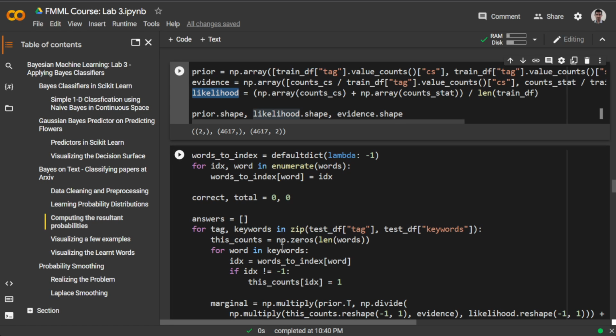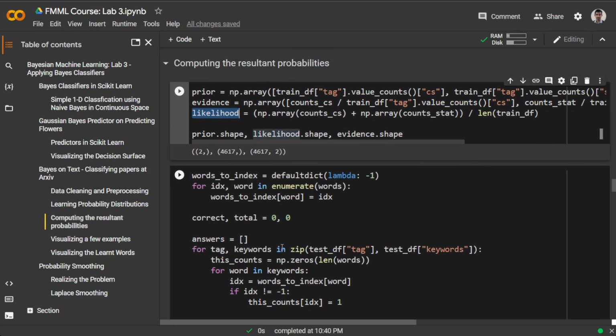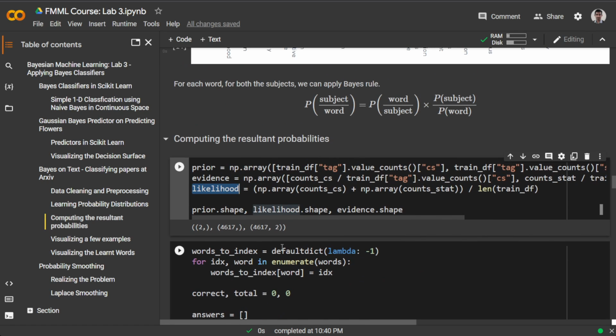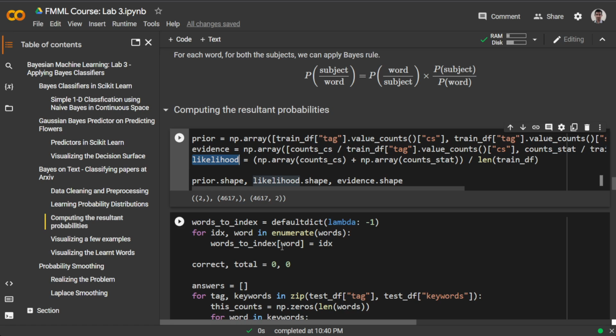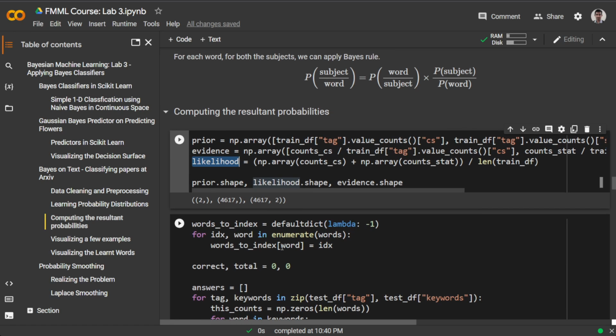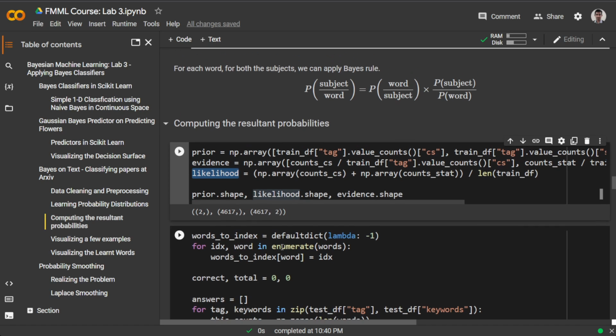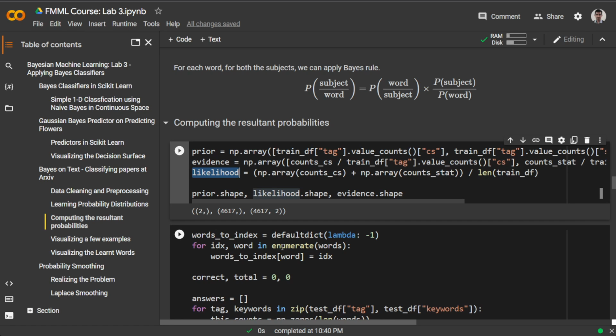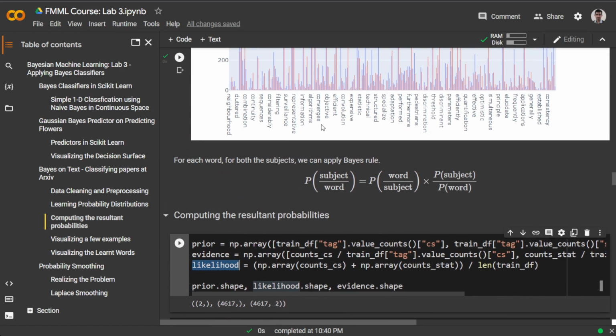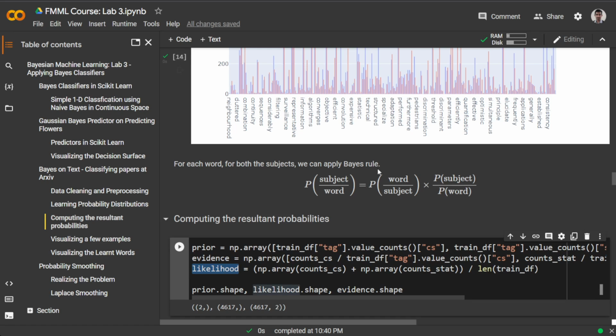The next thing that we are going to do is compute the posterior, which is the probability of the subject given the word for every single word which occurs in the paper, and then we are going to take the product of these probabilities. So if we know P of computer science given some word, let's say information, and we know P of computer science given some word, let's say technical, then the net probability of computer science will be a product of these two, because we have both of these as reasonably independent observations.